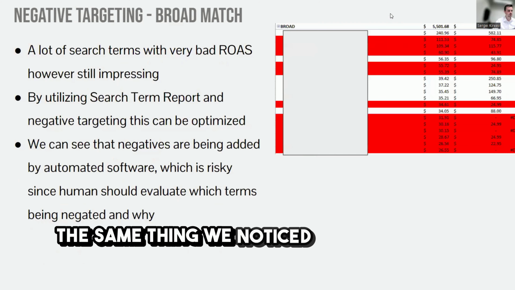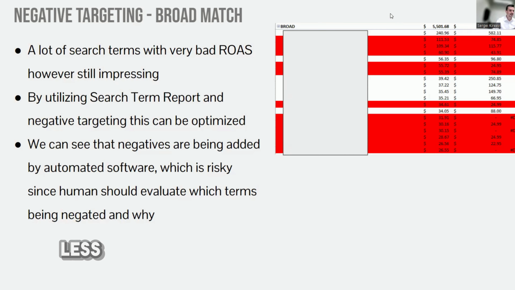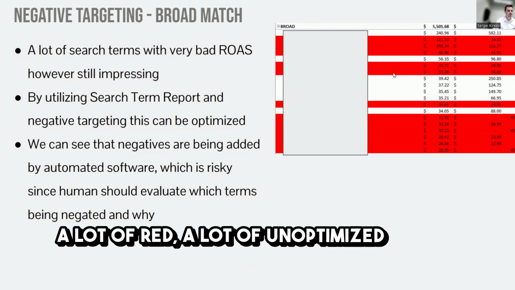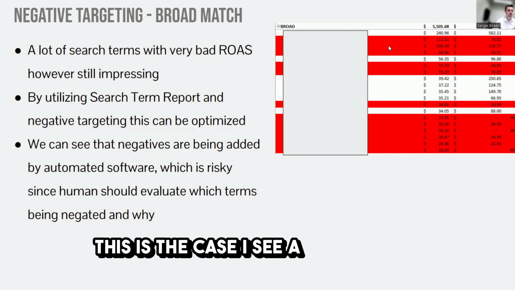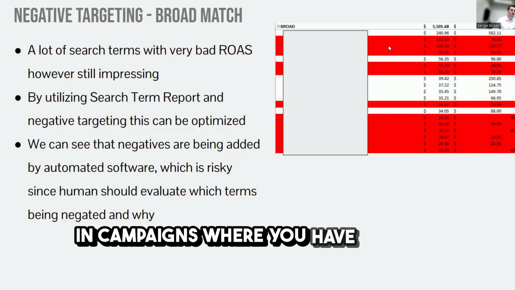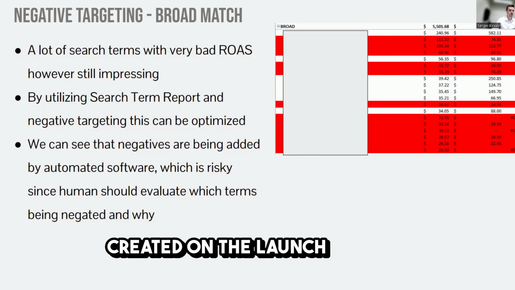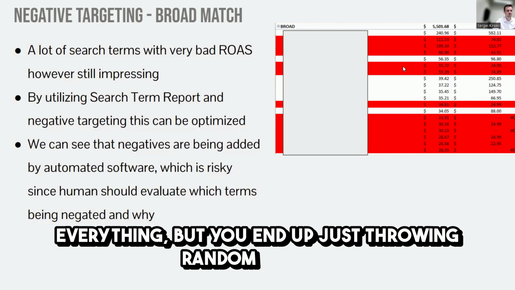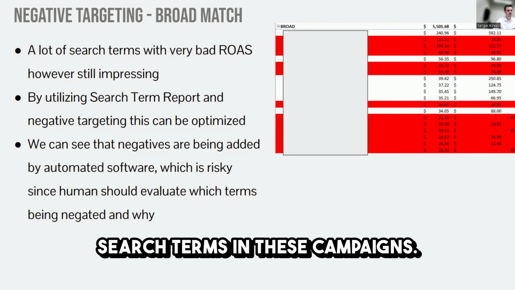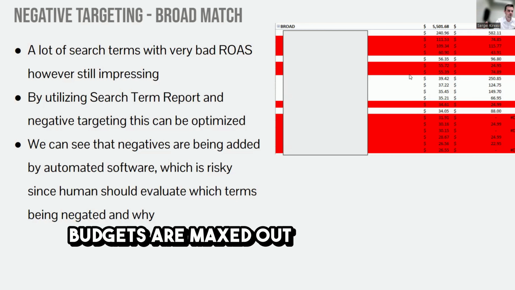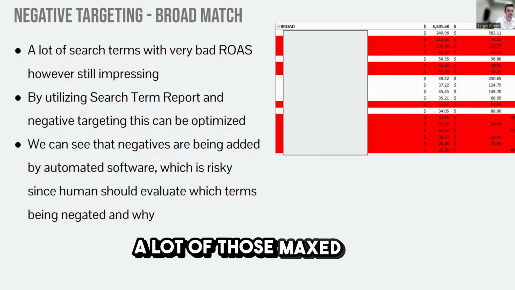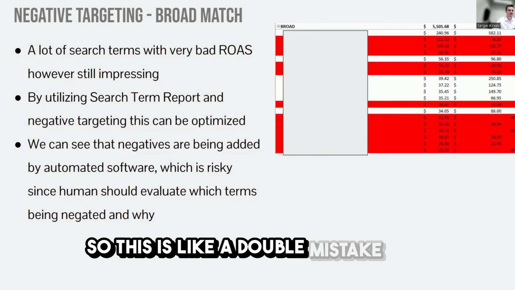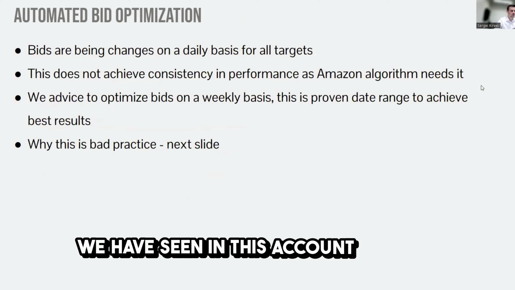The same thing we noticed in broad match campaigns, less of a case here, but you can see still a lot of red, a lot of unoptimized search terms. This is a case I see a lot in campaigns, where you have a lot of different campaigns created on launch because you wanted to test everything, but you end up just throwing random nets of search terms into these campaigns. We saw a lot of times budgets are maxed out in the middle of the day. A lot of those maxed out budgets are targeting irrelevant search terms, right? So this is a double mistake that we have seen in this account as well.